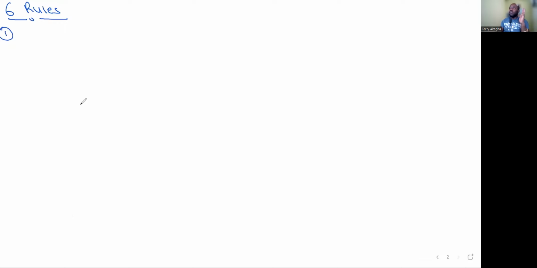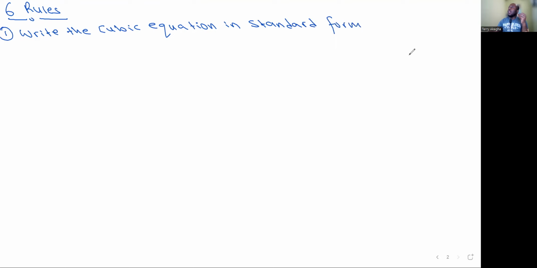So the first thing you need to do is write the cubic equation in standard form. As you know, the standard form is ax cubed plus bx squared plus cx plus d is equal to 0. So you have to write it in standard form. That's the first thing to do.